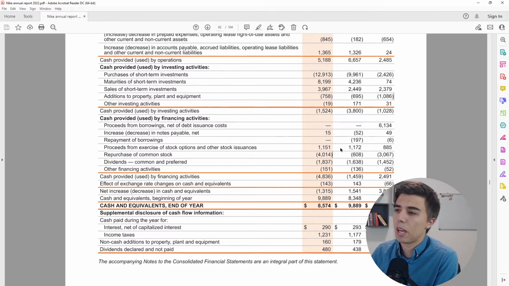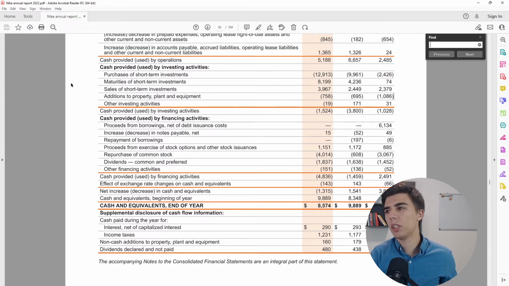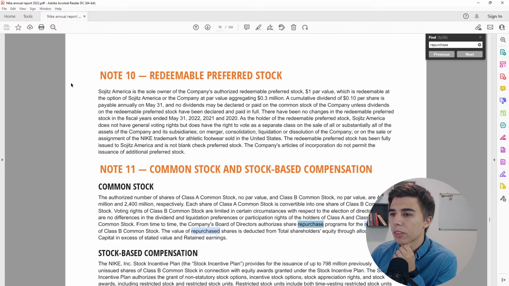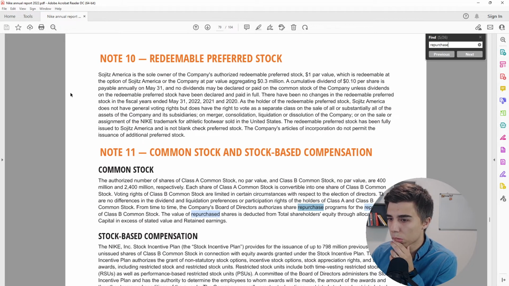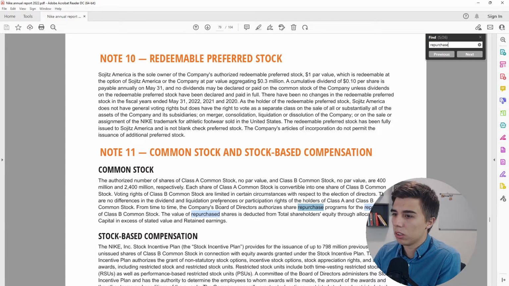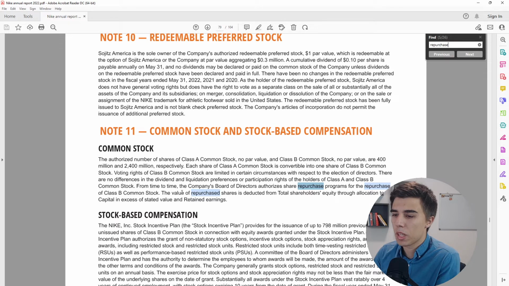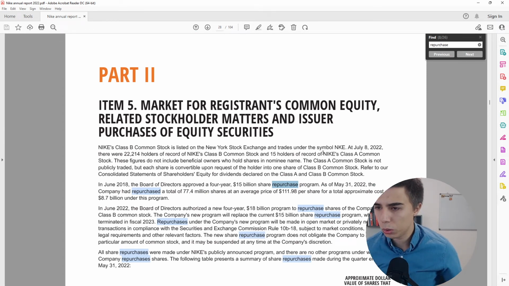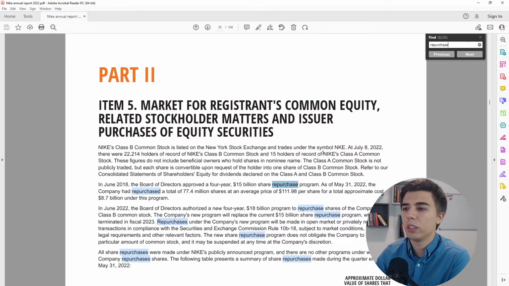So can we search for something like that, like shares, so 62. I'll come back to this page. Purchase. I want to check if there's some program. So authorized number of shares. No differences. Want to see if there's any plan? Okay, so here it is. So in June 2018, the board of directors approved a 4-year, 15 billion program.